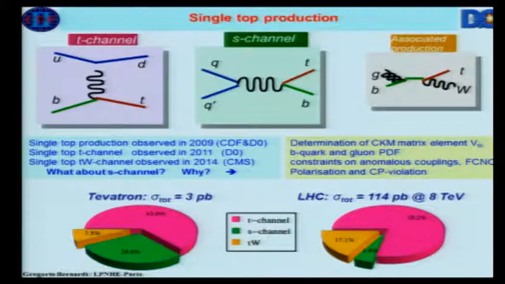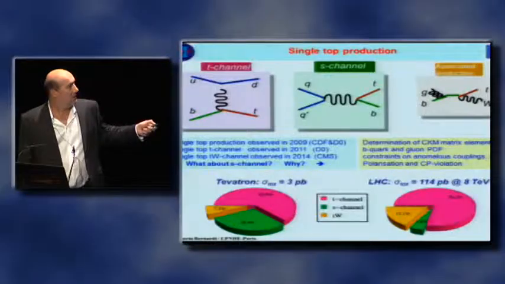Moving on to single top production, as you know, this process contains three components: T-channel, S-channel, and associated production. The single top production was observed in 2009 by CDF and D0. Then we went through T-channel observation. Recently, the TW channel was also observed at LHC.